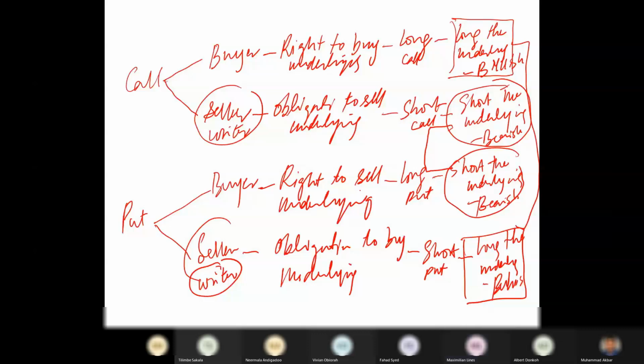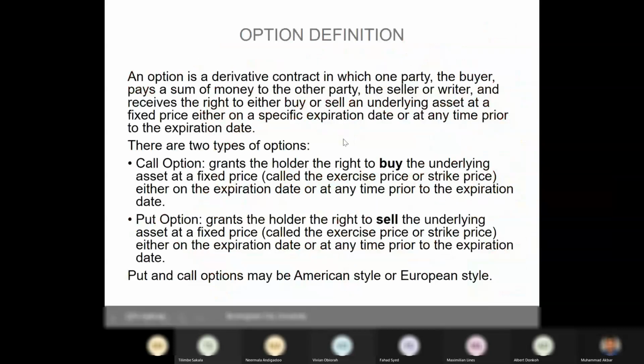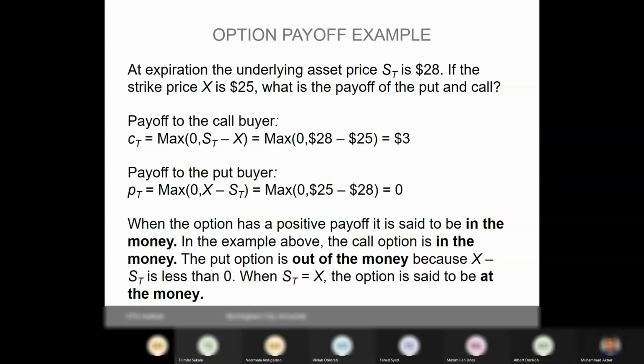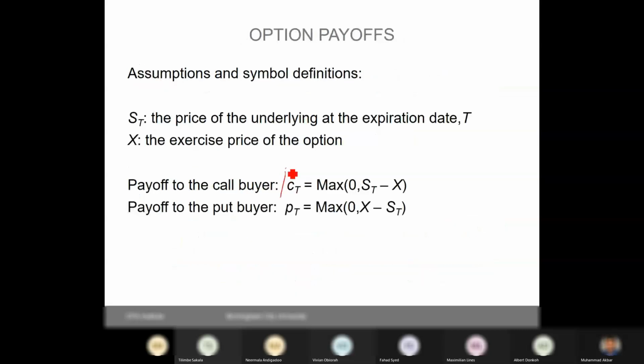So let's go back to the slide here, and we have this now covered. Now the payoff from an option is, as I told you, if the price is in your favor, you will exercise. If the price is not in your favor, you will not exercise. So for the call option, the payoff of the call is equal to the maximum of 0 or the stock price at expiration minus the exercise price. Okay, let me just read this again.